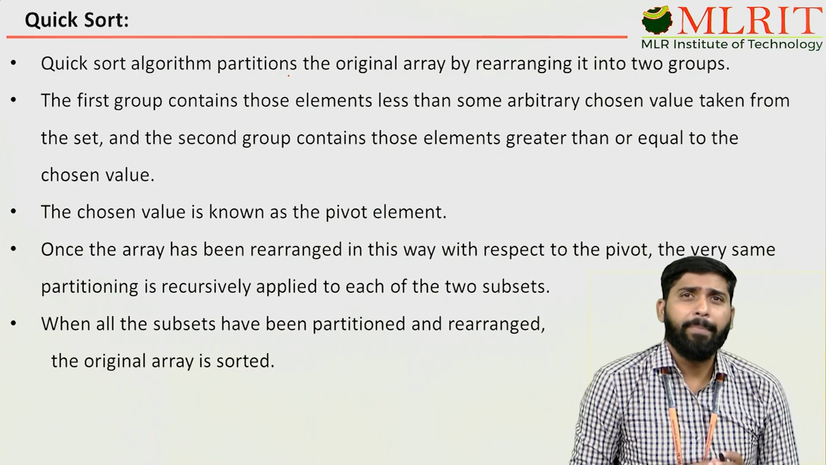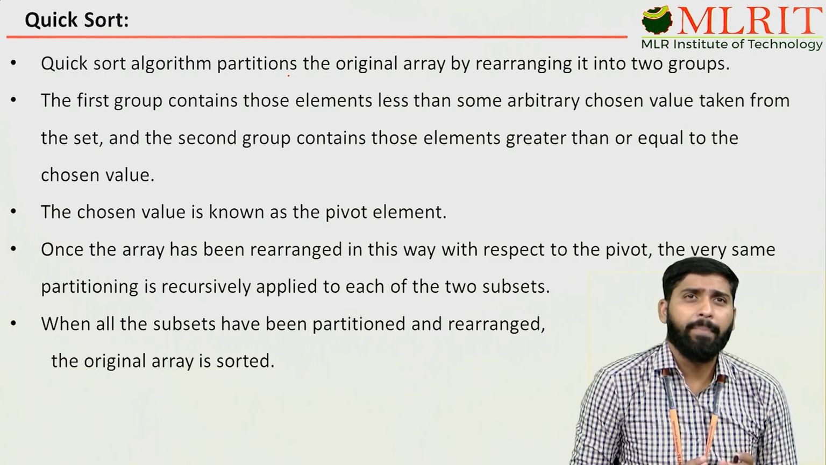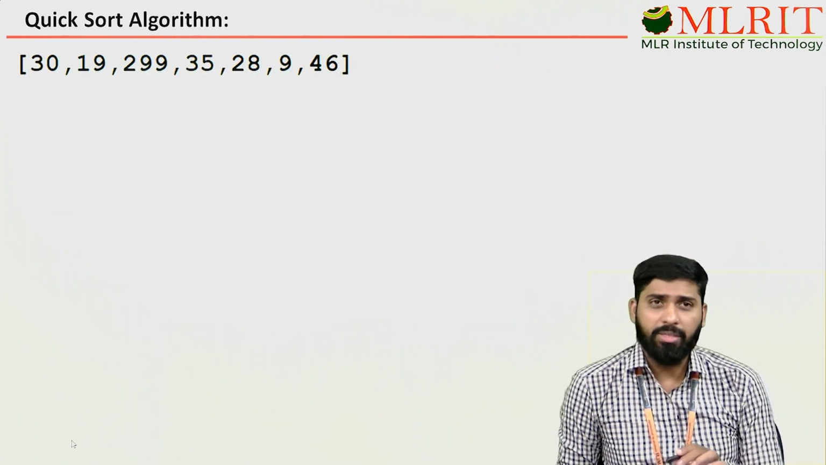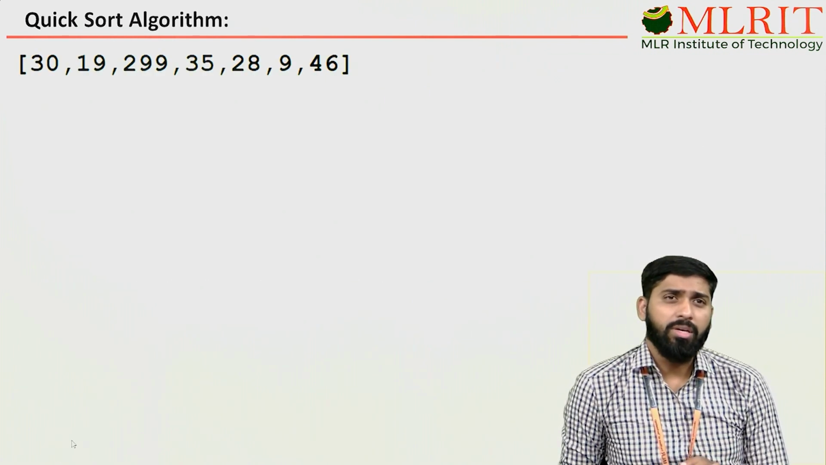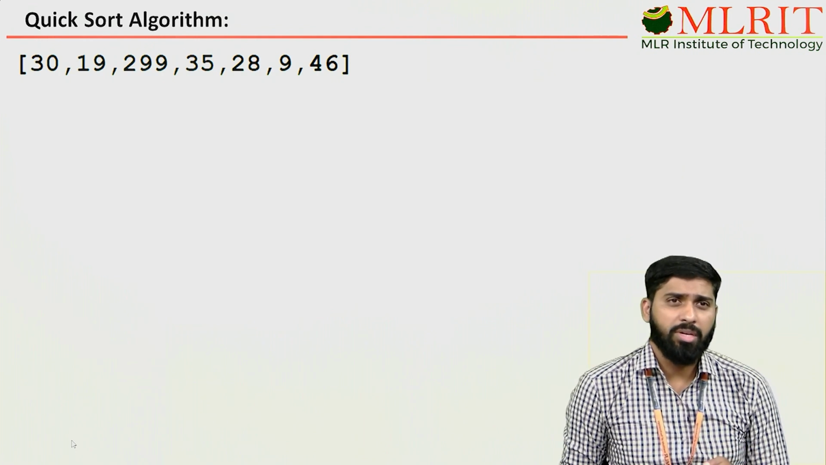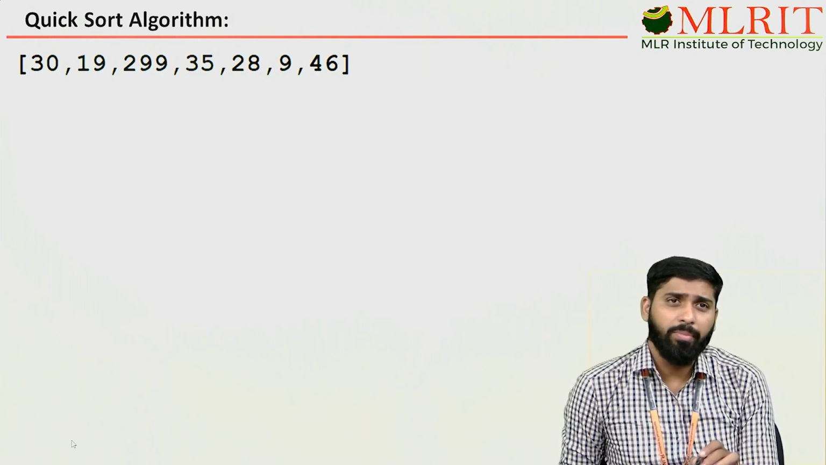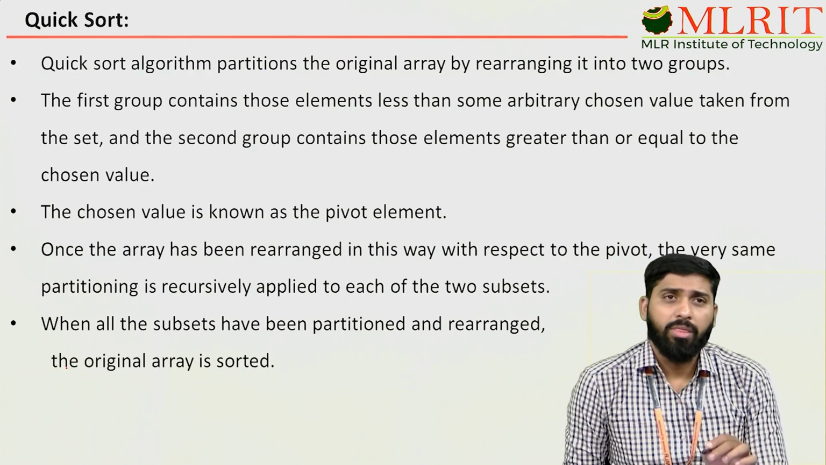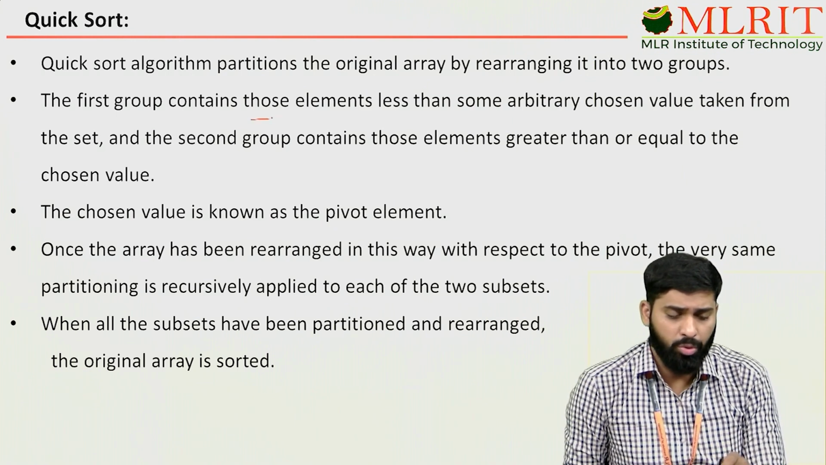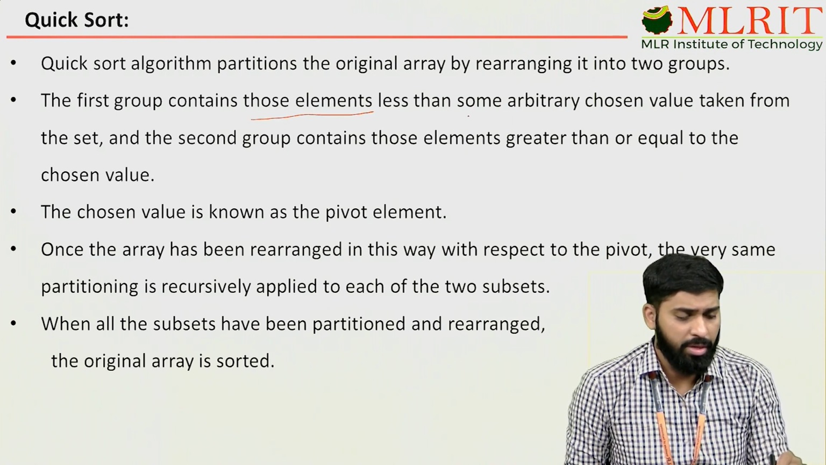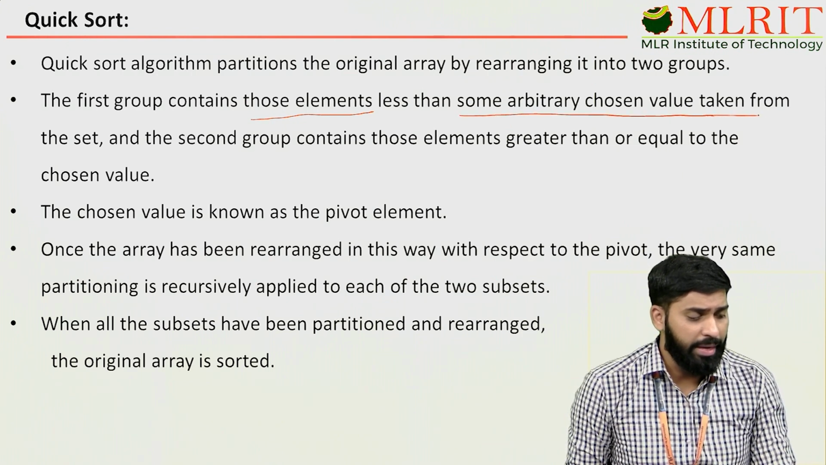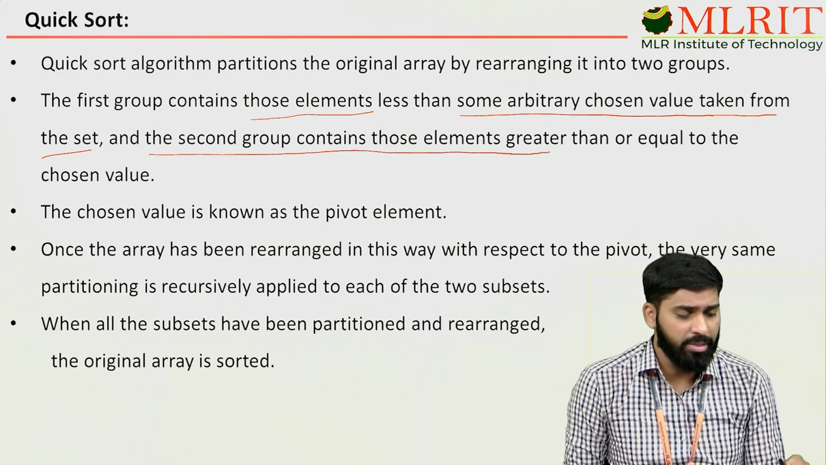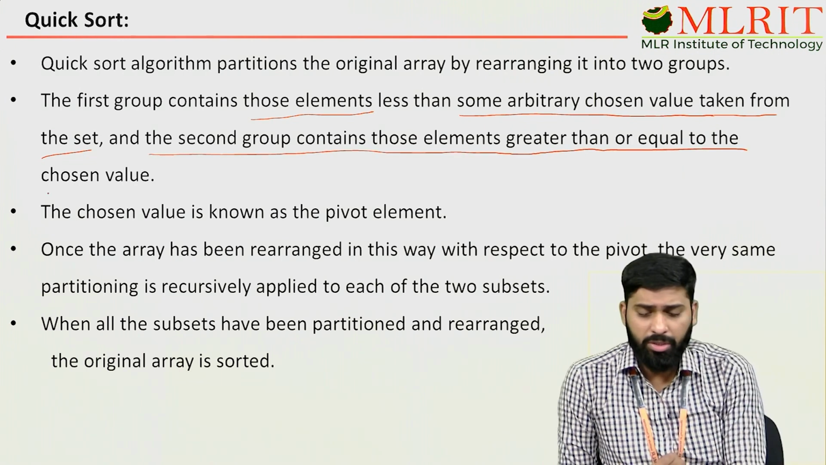The quicksort algorithm partitions the original array by rearranging it into two groups. Now, this is the array. Quicksort follows the divide and conquer strategy. So this array will be divided into two parts, a left array and a right array. The first group contains those elements less than some arbitrarily chosen value taken from the set, and the second group contains those elements greater than or equal to the chosen value.